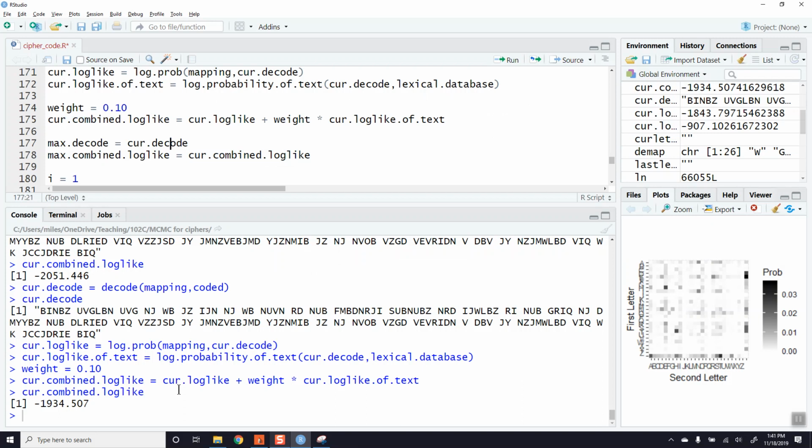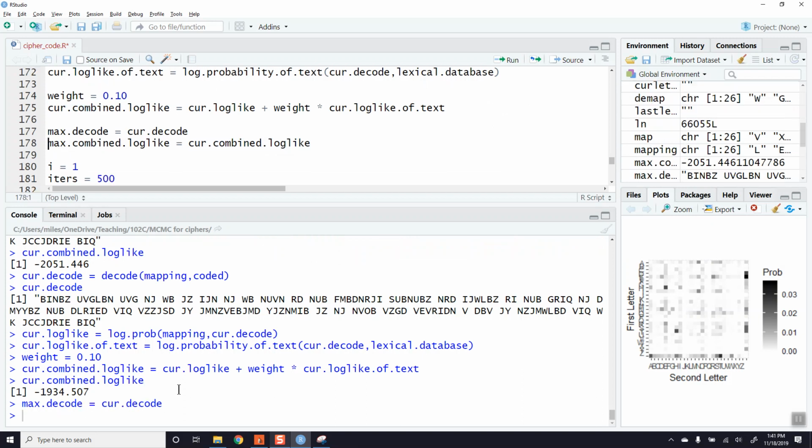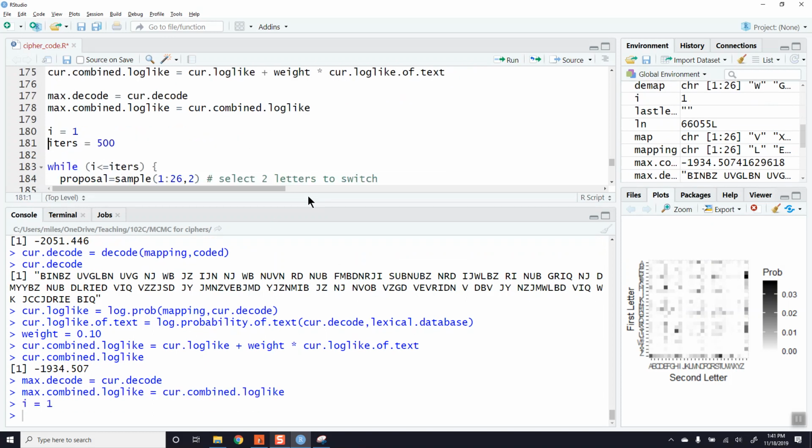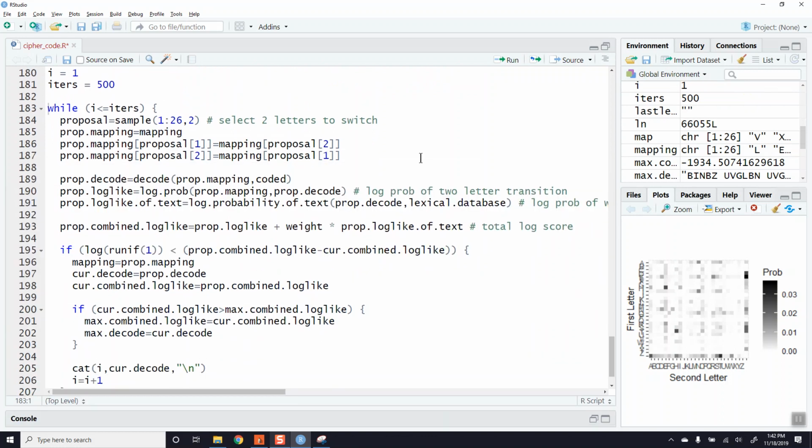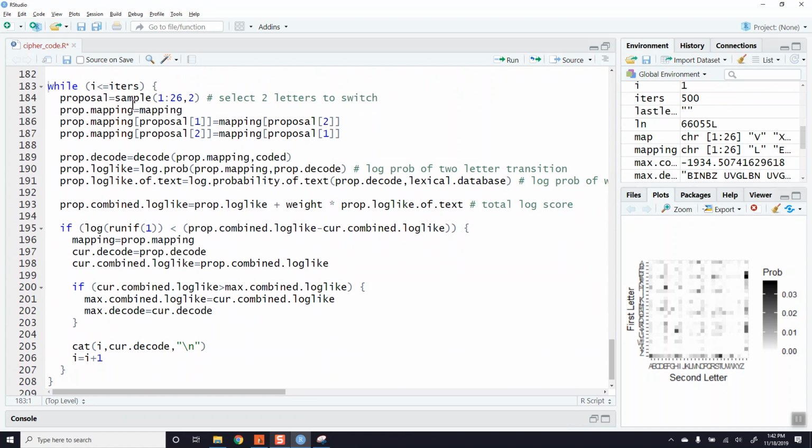So we run this. I'm going to keep track of which decoded text is our best performing one and its score. We're going to try this in 500 iterations, and this is basically the algorithm. The proposed mapping: we're just going to choose 2 letters at random, from 1 through 26, and swap them. 2 goes to 1 and 1 goes to 2. That's going to be a proposed mapping. Then we decode it using the proposed mapping and calculate the probability.